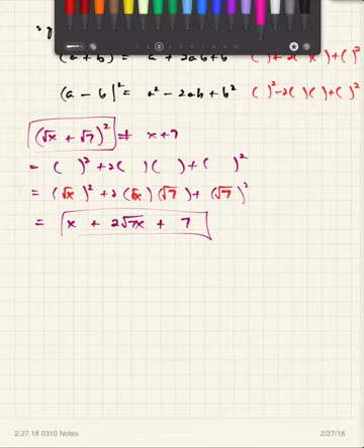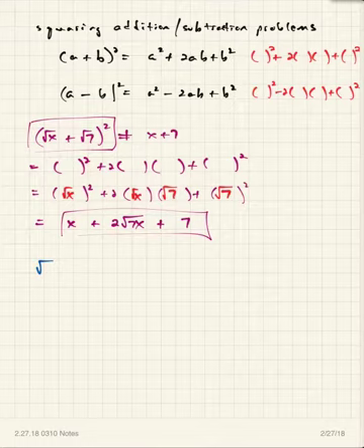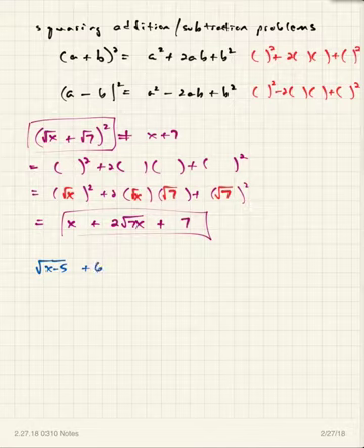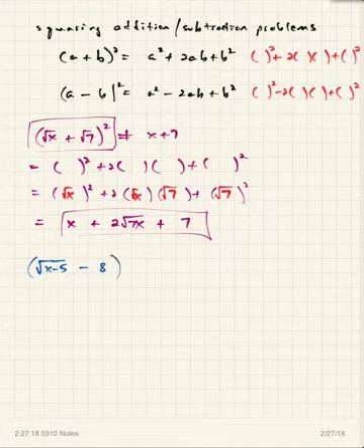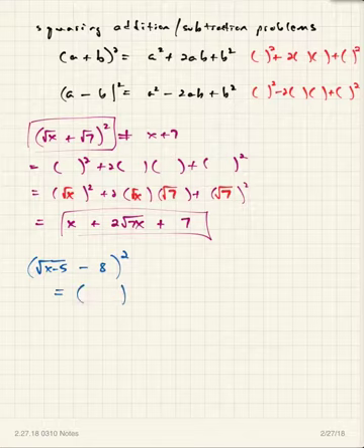All right, let's do another one like that. Let's do something that might look a little bit more complicated. The square root of x minus 5, let's say plus, let's do minus 8. And we're squaring that. Square root of x minus 5 and then minus 8, quantity squared. It's a subtraction problem. You're squaring it. It doesn't matter that the square root of x minus 5 looks a little bit more complicated. This is still the same pattern.